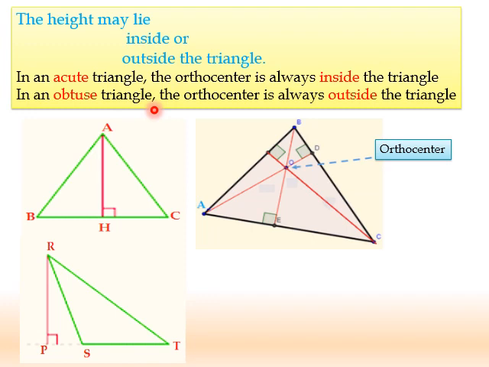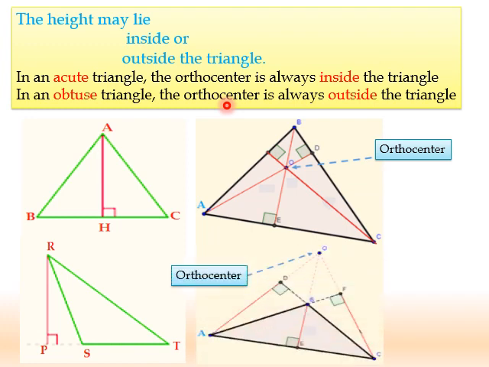In an obtuse triangle, for example RST, the orthocenter is always outside the triangle. The orthocenter is the point of intersection of the heights. Okay? Here, for example, we have triangle ABC. It's an obtuse triangle. Why? Because ABC is an obtuse angle.